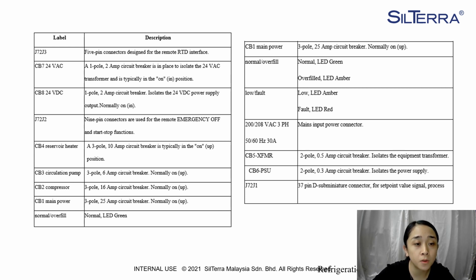Number 5, we have a CV4 reservoir heater. Next we have a CV3 circulation pump. Okay, so next we have a CB2 compressor. Next we have a CB1 main power. The next one is a normal overfill. Then we have the normal overfill, low level. 200 VAC 3 phase. Main for main input power connector. Next we have a CB5 XFMR, and we have CB6 PCU, and the last one is J7 to J1.